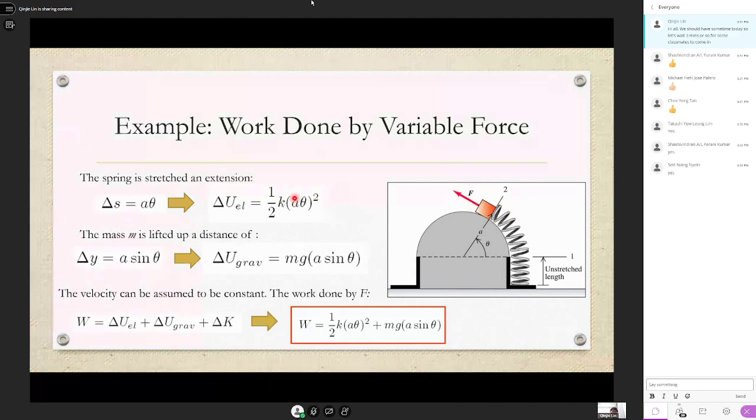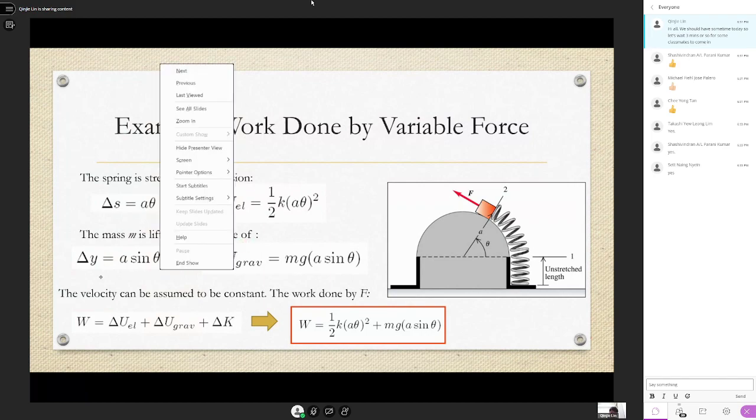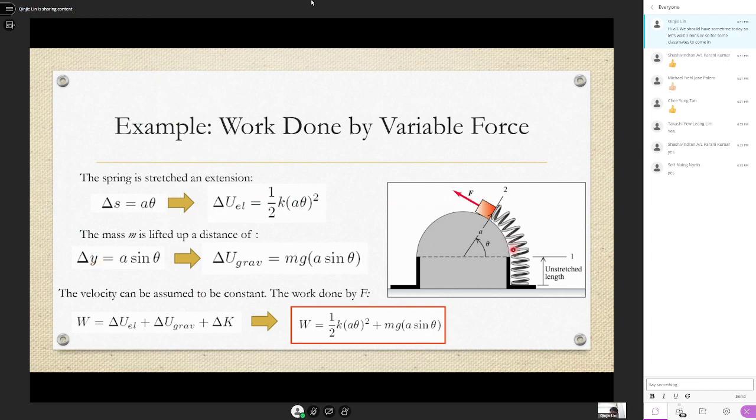Okay, so this is our spring part. Also, we know that the mass m is lifted up by a distance of this height, because from this height to this height, there is a distance, right? So the distance that we're looking at is this one, to here.